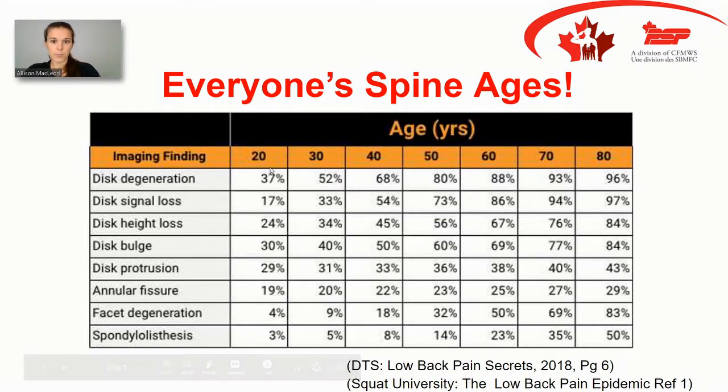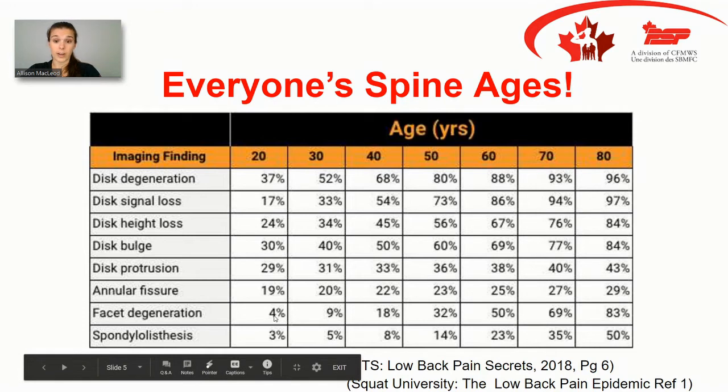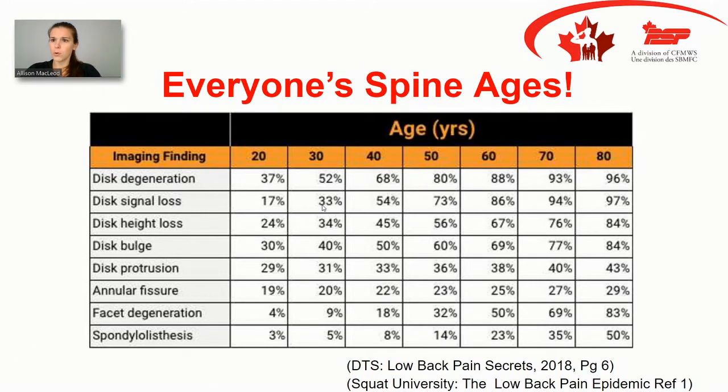But what may seem weird is that there is presence of every common type of back injury in a 20-year-old and in a 30-year-old, but most people that age do not feel any pain, right? So when you're young, you can still have some disc bulge, some disc protrusions, and some degeneration, but you don't feel pain.